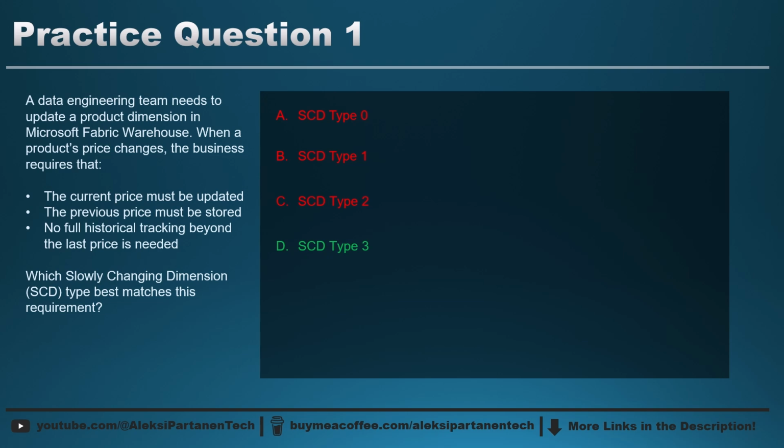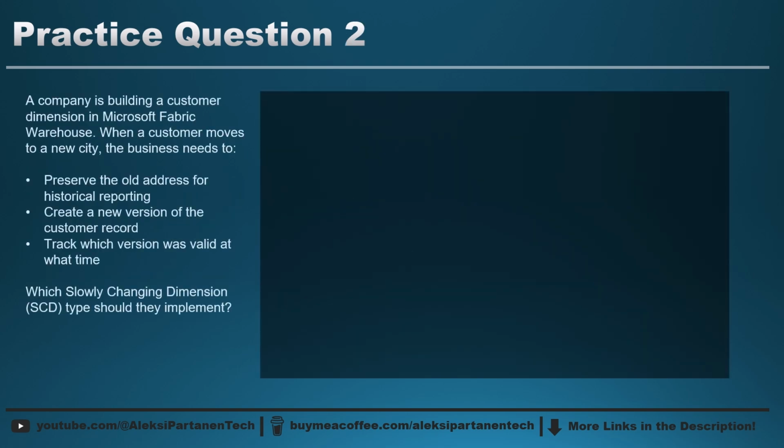Let's have another question. A company is building a customer dimension in Microsoft Fabric Warehouse. When a customer moves to a new city, the business needs to preserve the old addresses for historical reporting, create a new version of the customer record, and track which version was valid at the time. Which slowly changing dimension type should they implement?